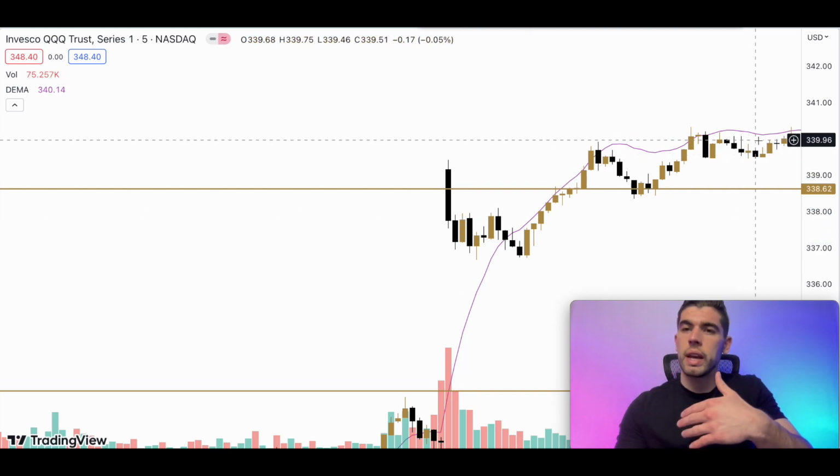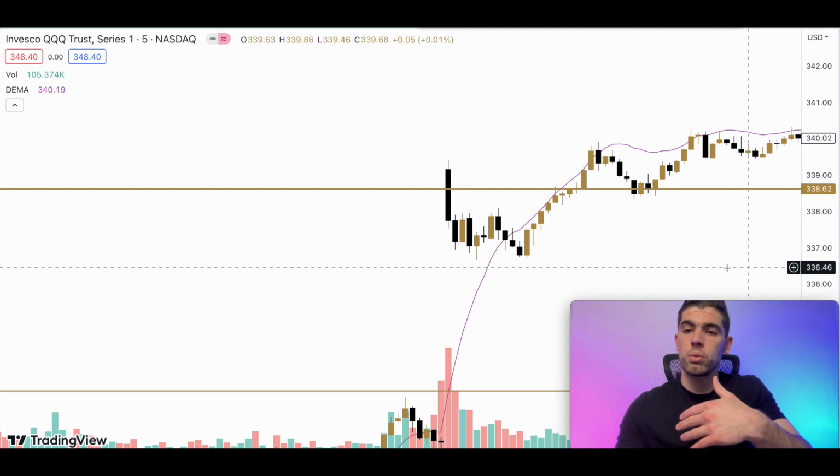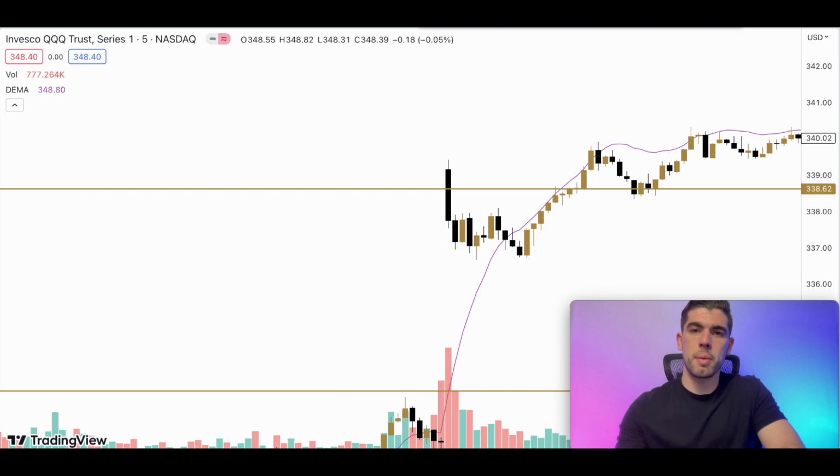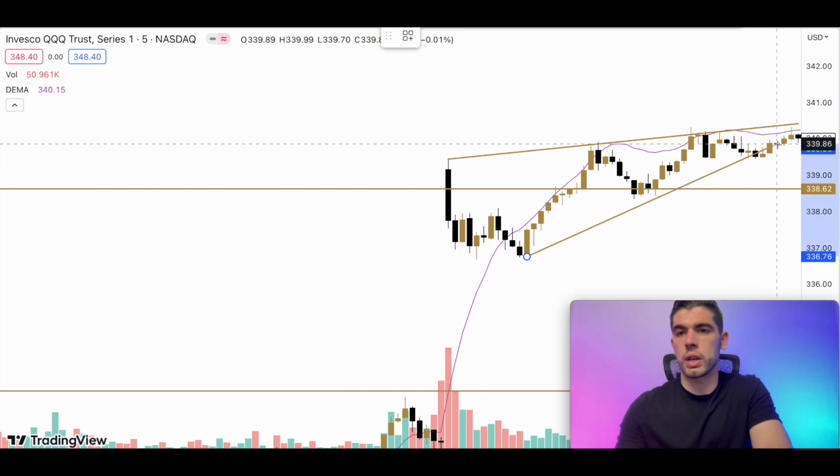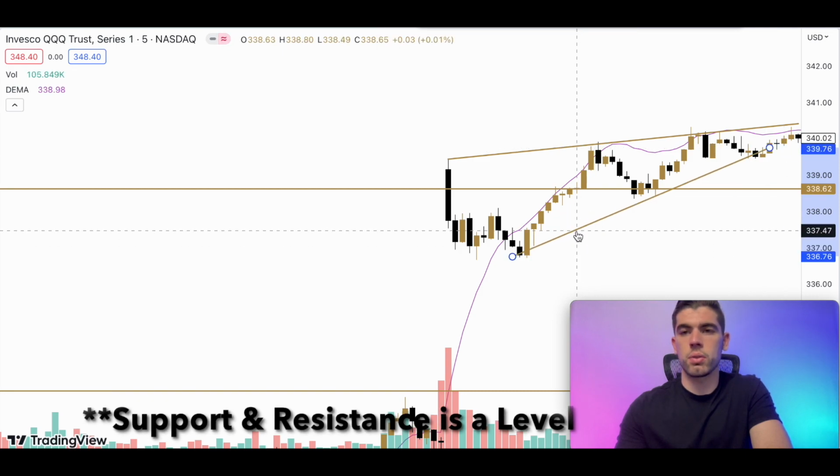So when it breaks out, it normally breaks out the amount that this wedge is. So here, let me map out the wedge for you guys. This is me pretending I haven't seen the future, right? So it looks like it's creating a wedge. Like I said, it's a level. It's not an exact price.